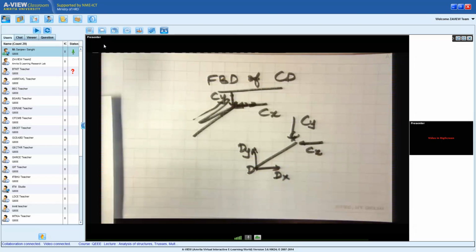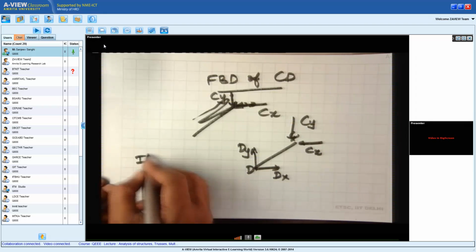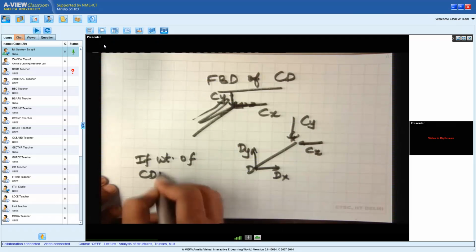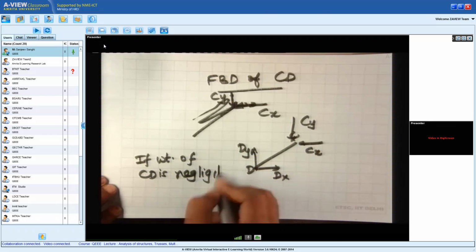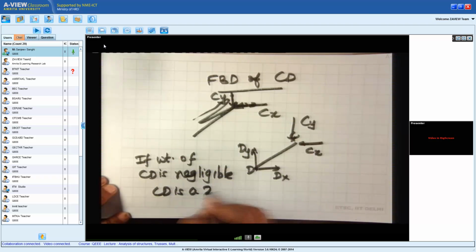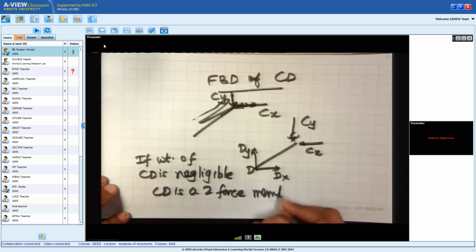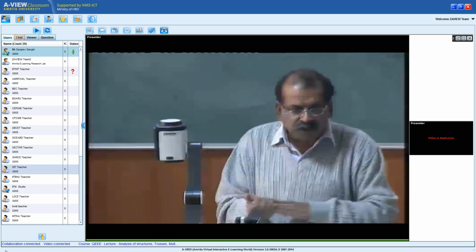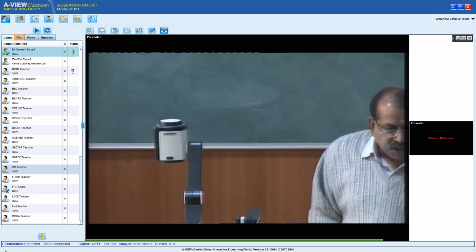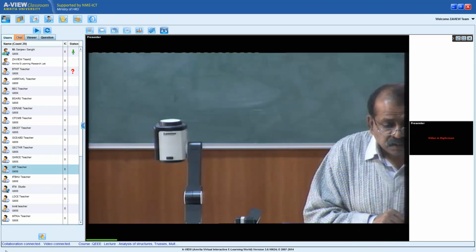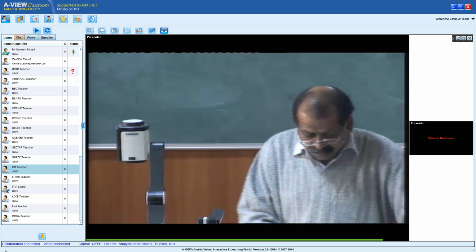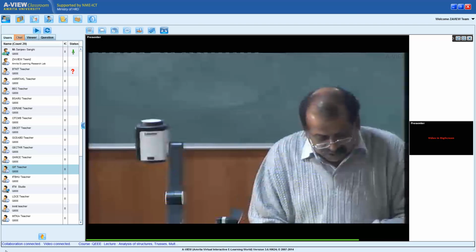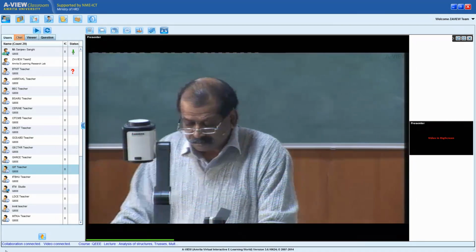Now, if the weight of CD is negligible, then CD is a two-force member. I'll take up the question first, and then, if I have time, I will talk about what simplifications come in life because of a two-force member. Okay. The question says, in example 3, why are we not considering forces at C?